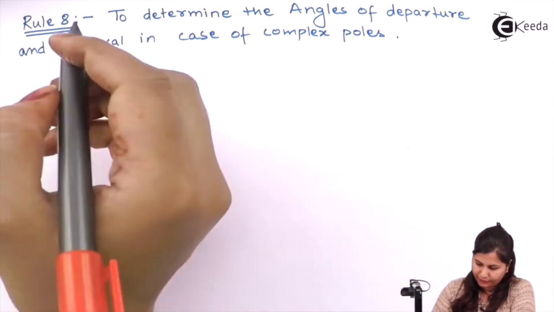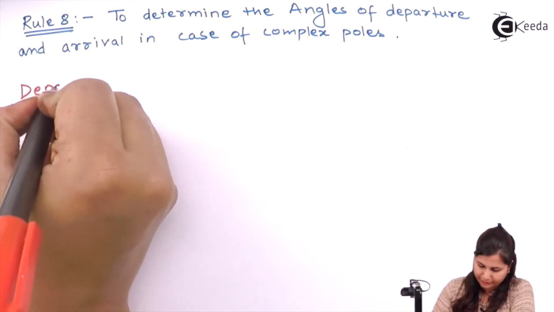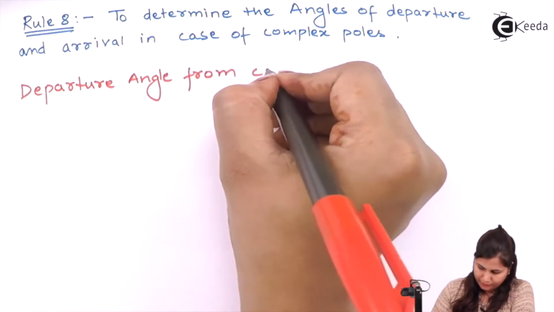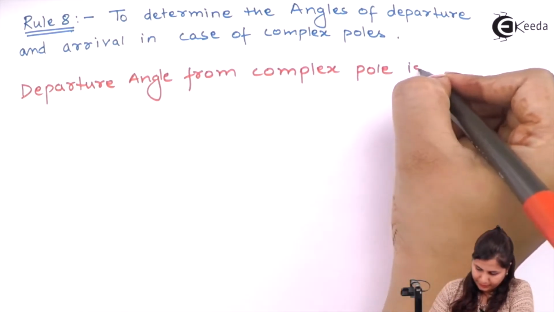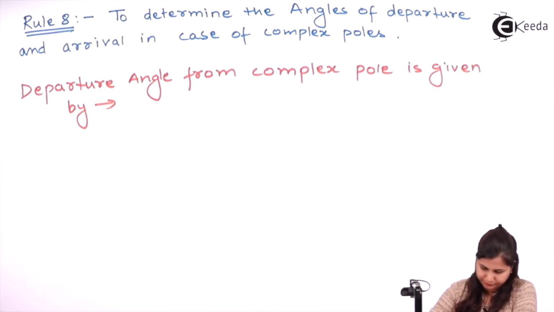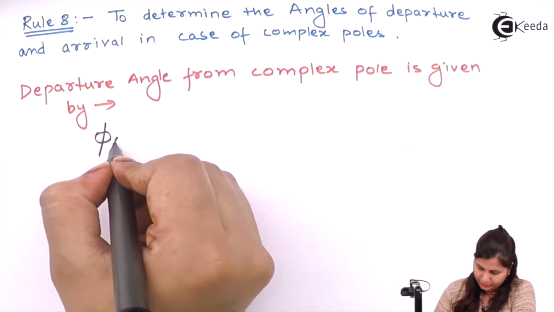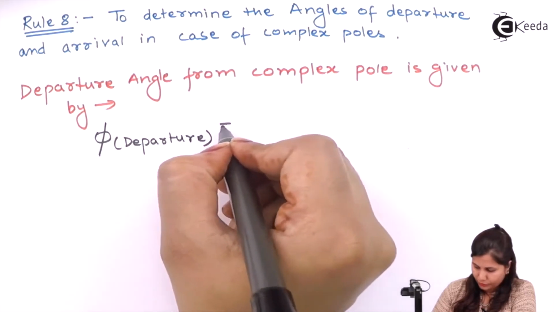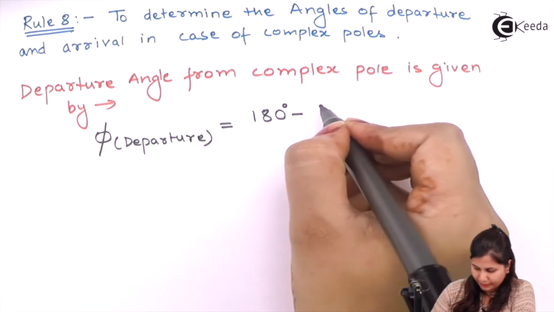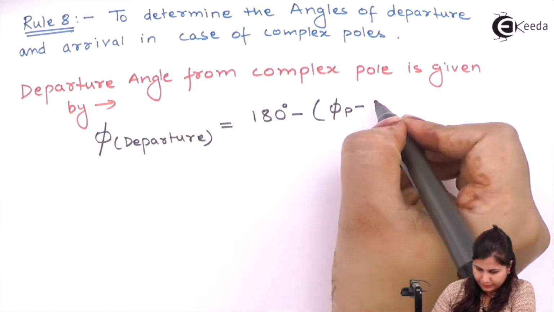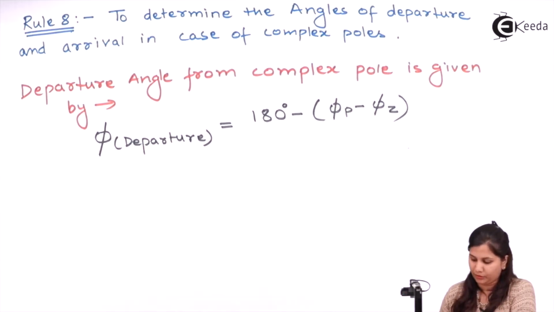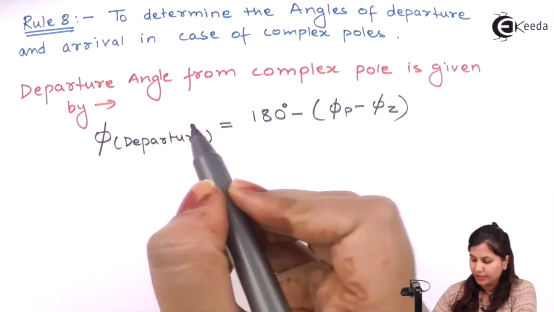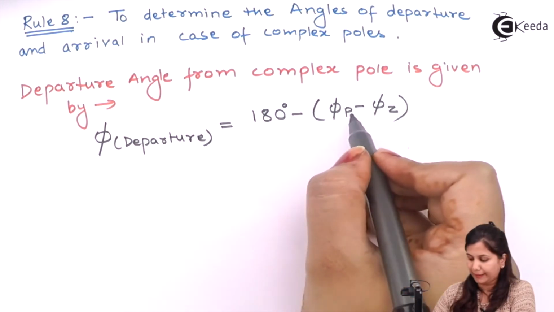So the angle of departure, that is the departure angle from a complex pole, is given by phi departure equals 180 degrees minus phi p minus phi z. So this is the formula for the calculation of the angle of departure. It is equal to 180 degrees minus phi p minus phi z.